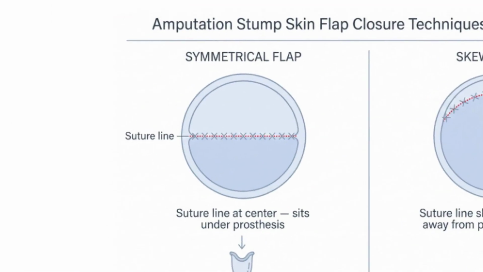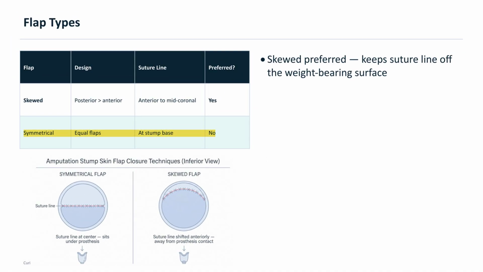In a symmetrical flap, the anterior and posterior skin flaps are of equal length. When they come together, the suture line sits right at the bottom of the stump, directly under the prosthesis. Every step, that suture line gets compressed, causing pain and wound breakdown.